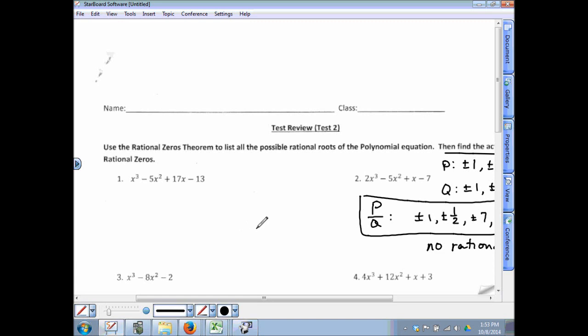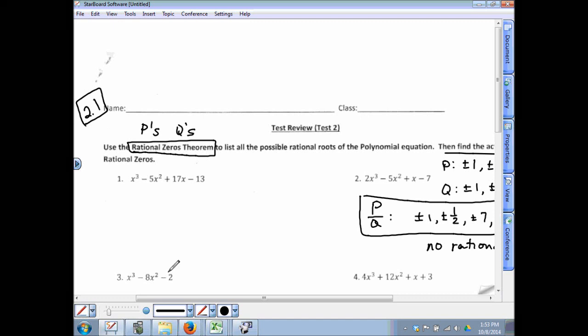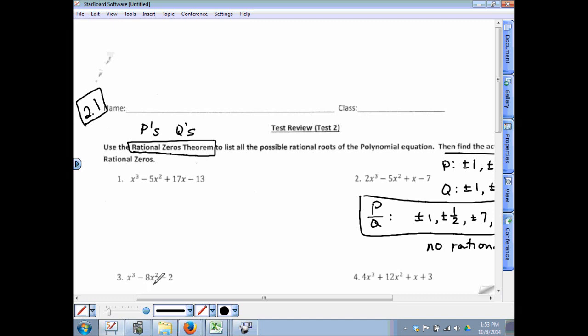Okay, so page 1 of this test review is kind of like page 1 of your exam. Biggest part of it is going to be this rational zeros theorem. When you see this phrase, rational zeros theorem, this is what you ought to be thinking of, your P's and Q's. This is from assignment 2.1. So if you're a little hazy or a little fuzzy on that, go back and watch the video on this in 2.1.